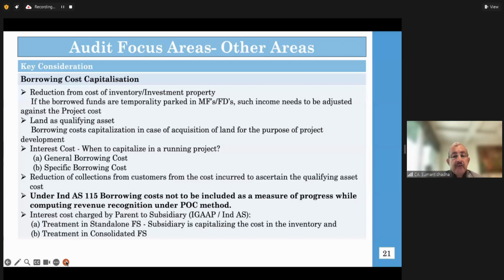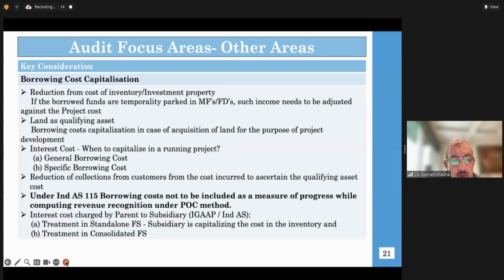Typically in inventory, we cannot carry interest costs. And most of the builders were doing that. But now it's very clear. There's no ambiguity. Because under Ind AS 115, borrowing cost is not to be included as a measure of progress while computing revenue recognition under the POC method. So my friends, that's very, very clear. Earlier, we were not very sure how this was happening. But over the years, more and more clarity and guidance has come from the Institute and the Ind AS standards.